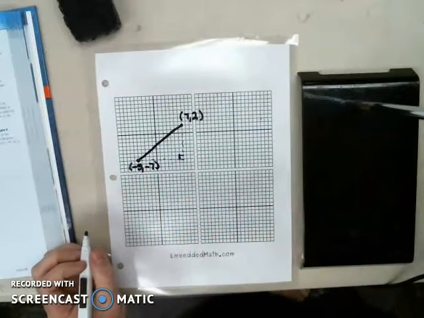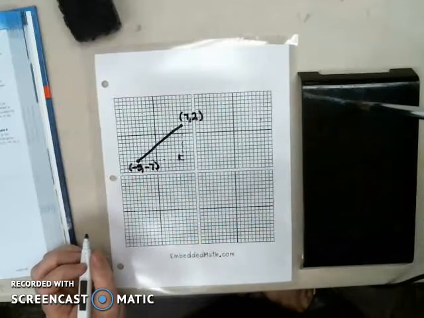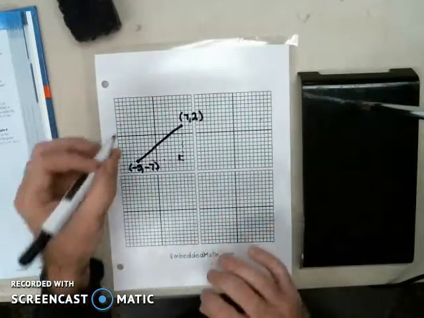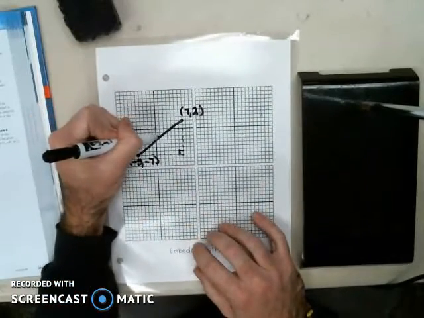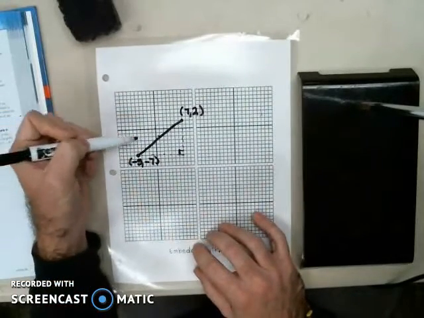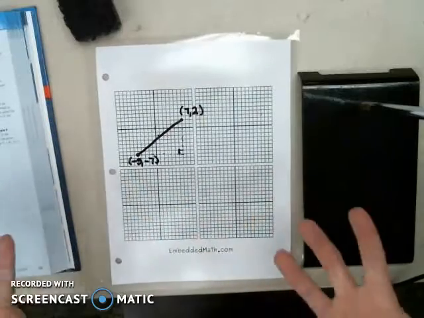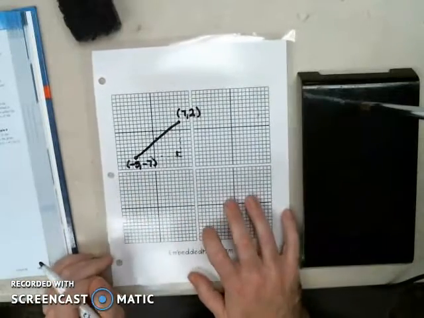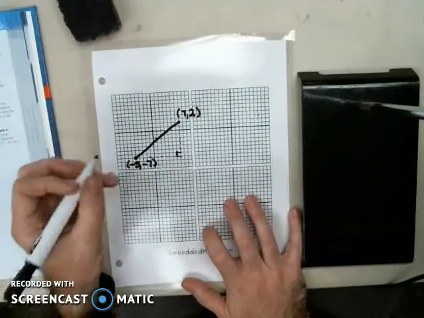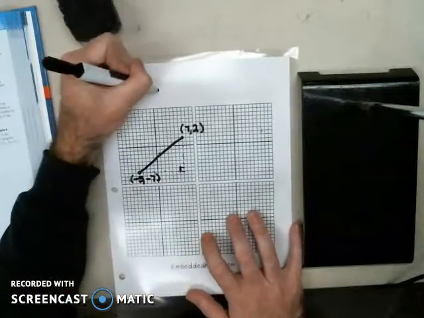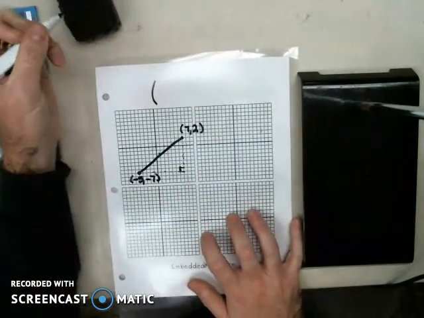But I don't really need that. I can average the x's and I can average the y's. I could take a good guess, though. I could say it's somewhere around 1, -2, but I'm not really sure. I don't want to just guess. So what we'll do is we'll go ahead and use our formula.